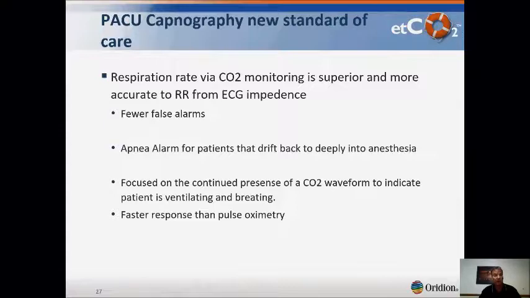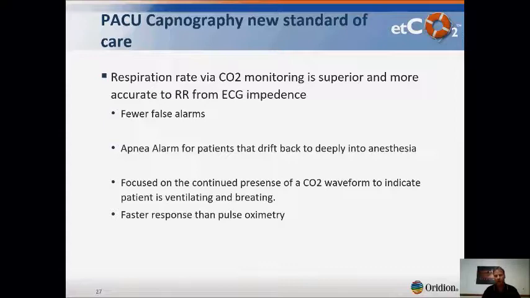PACU capnography is a new standard of care, so you see more and more post-anesthesia care units monitoring capnography. So you want to ask that question, and we can help them with it. Respiratory rate via CO2 monitoring is superior and more accurate than respiratory rate from ECG impedance. So when someone comes to the PACU or the recovery room, sometimes they're watching chest movements, sometimes they're relying on ECG to give them respiratory rate. Now when they have CO2, they would always default to the respiratory rate coming from the CO2 monitor, because that's true ventilation.